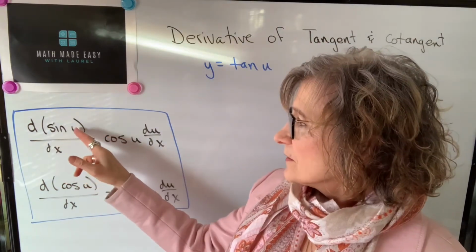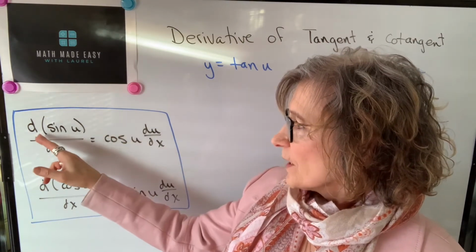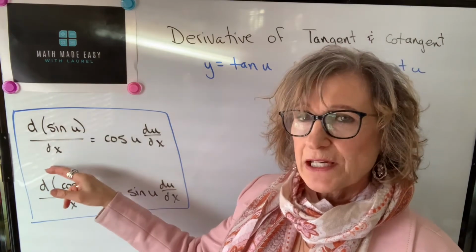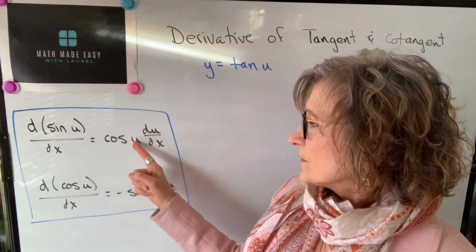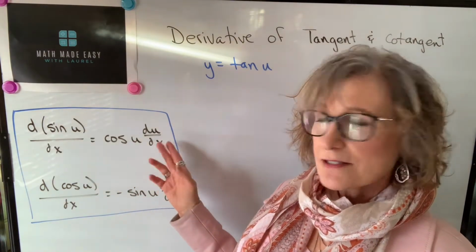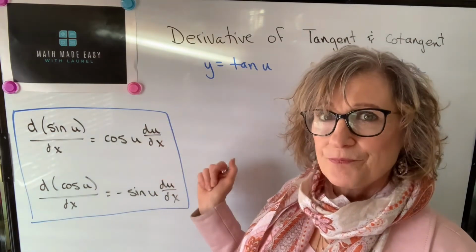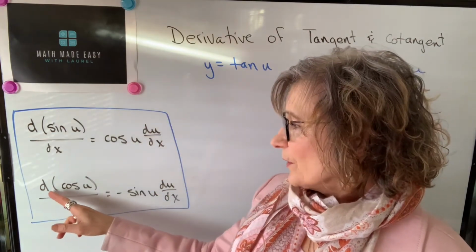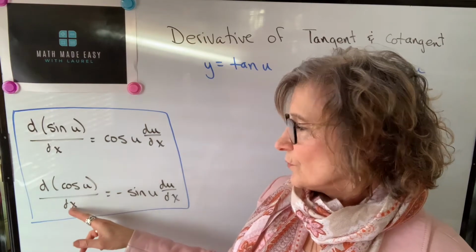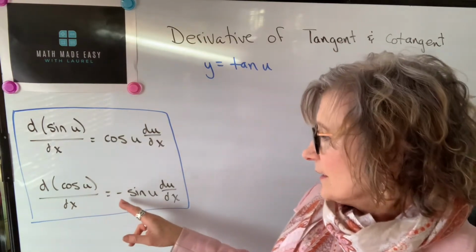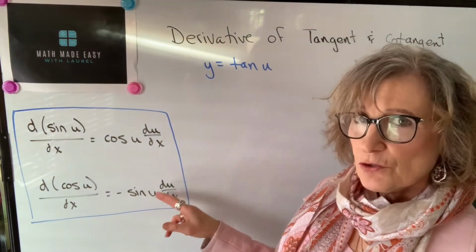So if u is a function of x and we're asked to differentiate sine of u with respect to x, the derivative would be cos of u times du dx, and that comes from our chain rule. Similarly, if we are asked to find the derivative of cos of u with respect to x, its derivative would be negative sine of u du dx.